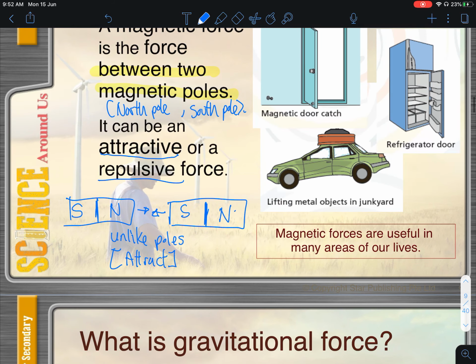On the other hand, when you have like poles, for example north facing north, or south facing south, they will tend to repel each other. They'll move in opposite directions. This is because like poles tend to repel one another. These are things you would have covered when you were in primary school.